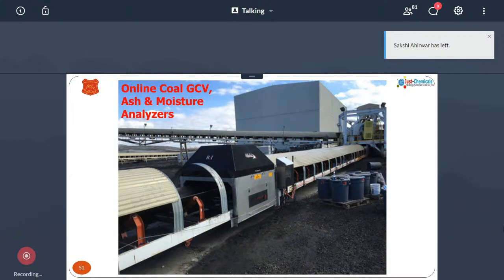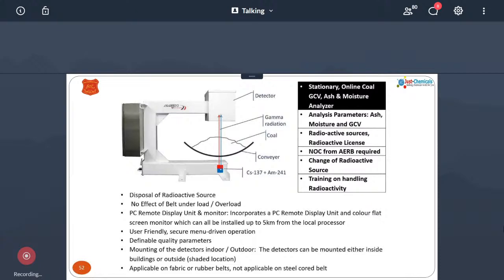So this kind of online GCV system, which contains an X-ray path with a radioactive source in it, can tell us a near accurate but approximate GCV with the ash content and its moisture content. This is how it goes.